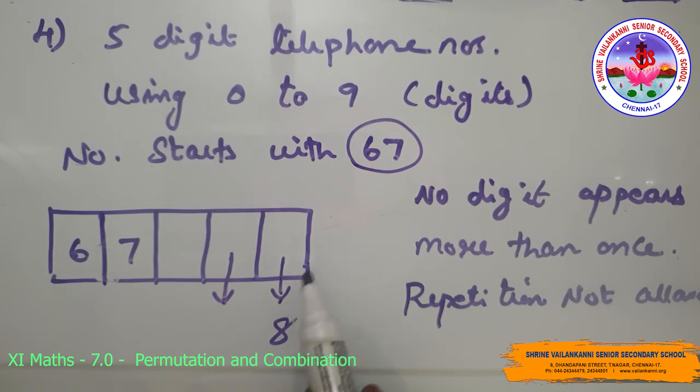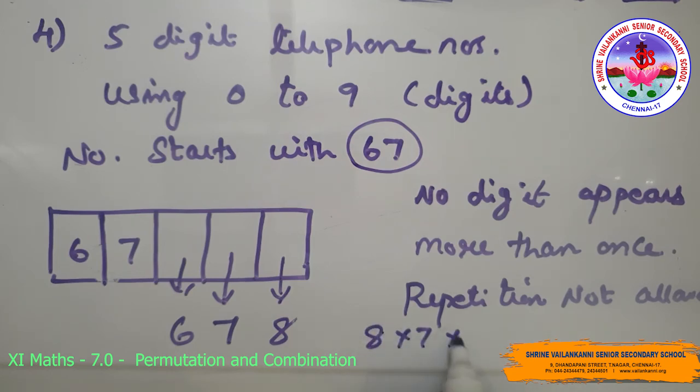Again, if one digit is filled in this place, the remaining digits are 7. So the tens place can be filled in 7 different ways, and the hundreds place can be filled by any of the remaining 6 digits in 6 different ways. Therefore, using the fundamental principle of counting, the required number of ways in which 5-digit telephone numbers can be constructed is 8 into 7 into 6, which is equal to 336 by the fundamental principle of counting.